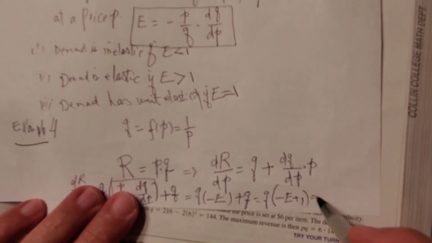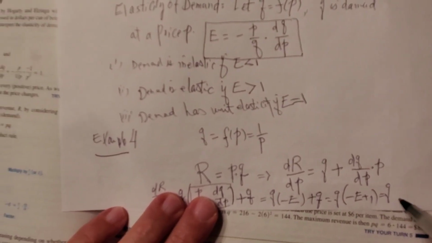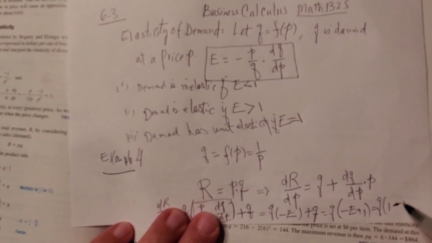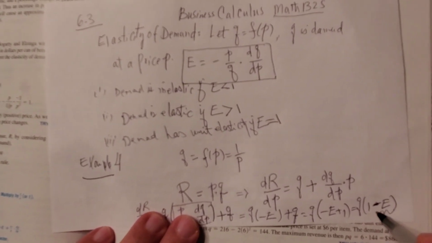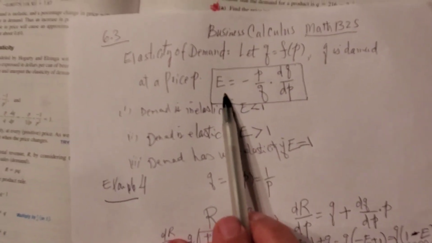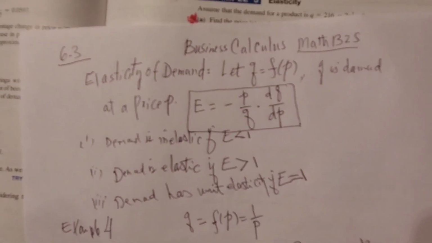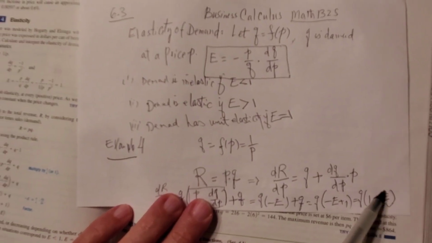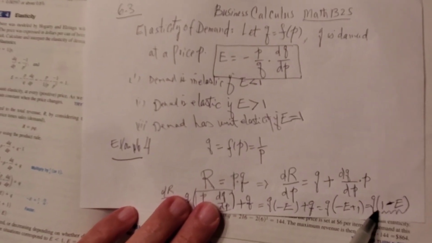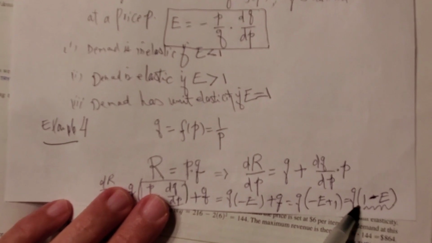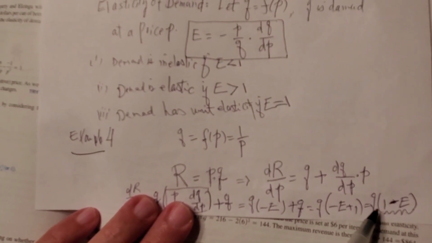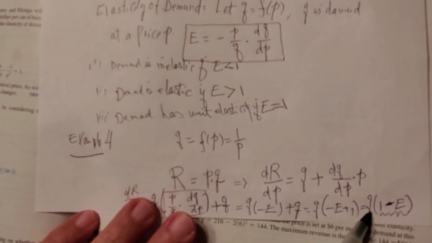Or you could write it down this way, just switch 1 and negative E, bring the 1 first because it's positive perhaps, and minus E. And then here, the three cases will be as follows. Either E is smaller than 1, then this becomes positive, or E is bigger than 1, this parenthesis becomes negative, or E is equal to 1, this becomes 0. 1 minus 1 is 0. 0 times Q becomes 0.